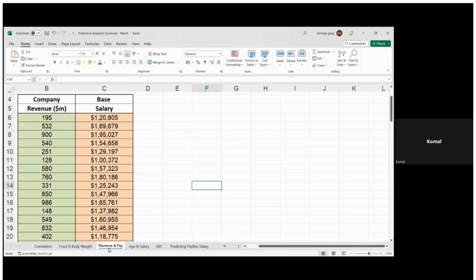Can we do correlation? You want to check whether there is any correlation between revenue and base salary, because you cannot do any prediction or regression without checking for correlation.